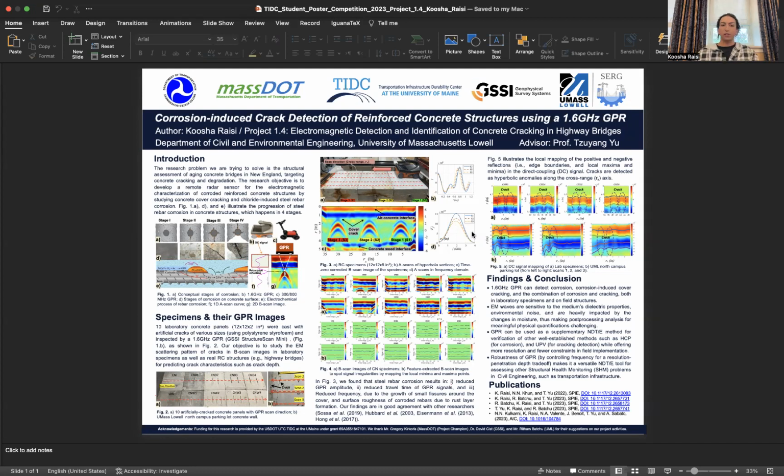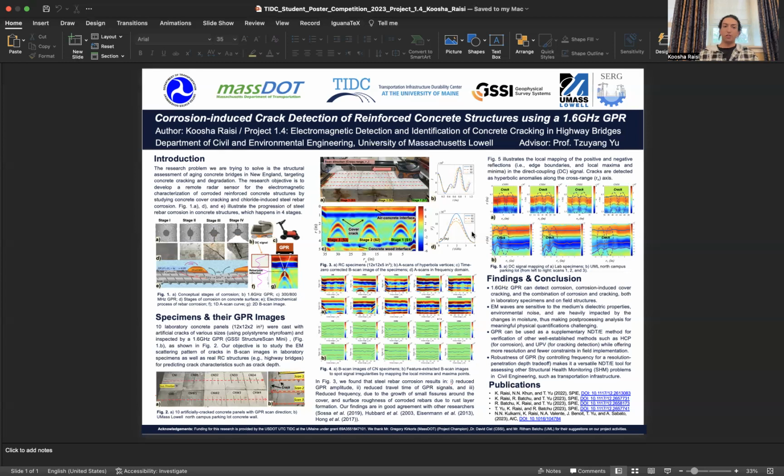Today, I'll present to you a very small summary, mostly an overview, of what I've been doing regarding my project, which is titled Corrosion-Induced Crack Detection of Reinforced Concrete Structures using a 1.6 gigahertz GPR device.